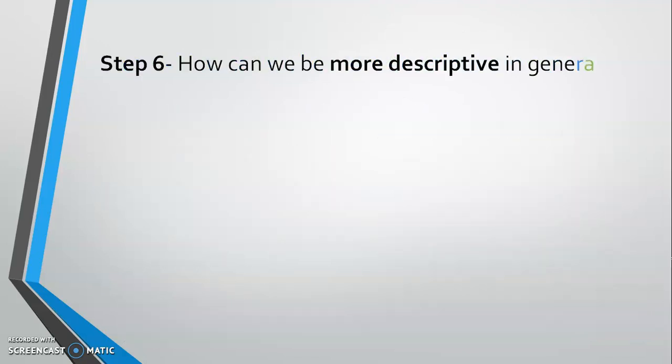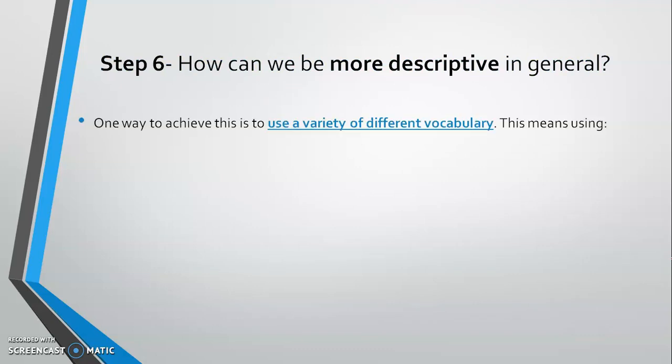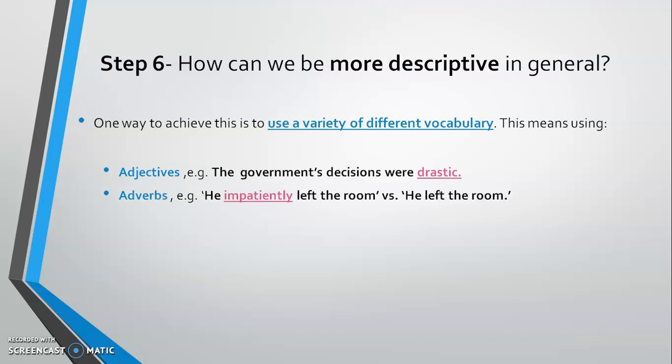Step 6. How can we be more descriptive? One way is to use a variety of different vocabulary. How do we do this? We have several ways. First, you can use more adjectives in your paragraphs. The government's decision were drastic. Drastic means, instead of using bad or negative, you can use drastic. That means having negative results.